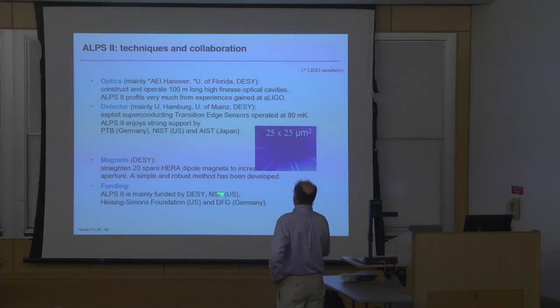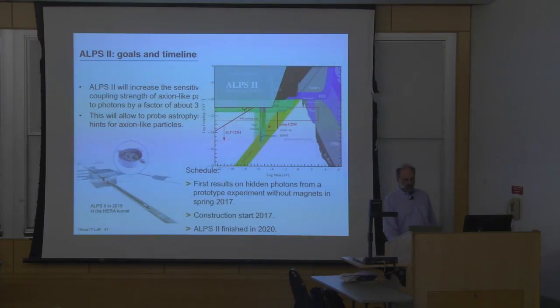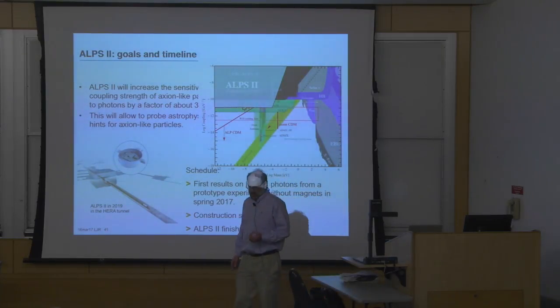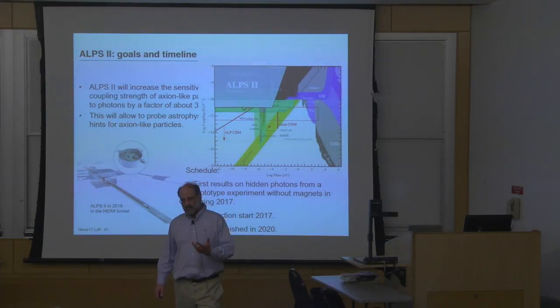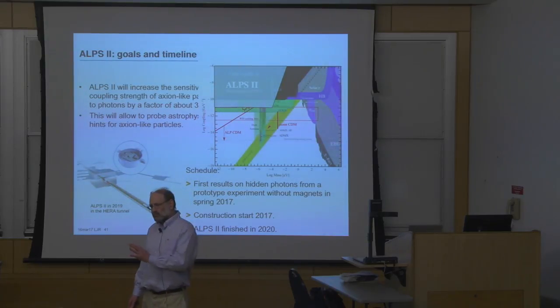Magnets are from DESY. Funding is DESY, a little bit of NSF in the US, Heising-Simons, and Germany. The goals are they would like to move down here somewhere. They aren't quite sure where, but they want to see how well they do. The timeline for this is stretched because DESY is building the light source. They have the European light source. It is sucking in all the resources, and no other project gets resources until the light source is finished. It's not yet finished. It means the project is therefore delayed.